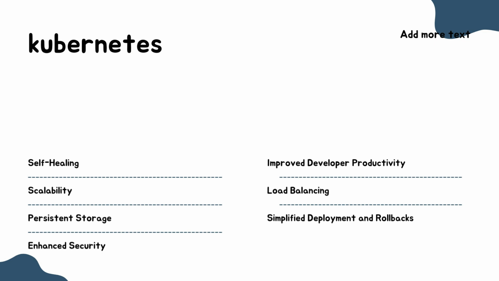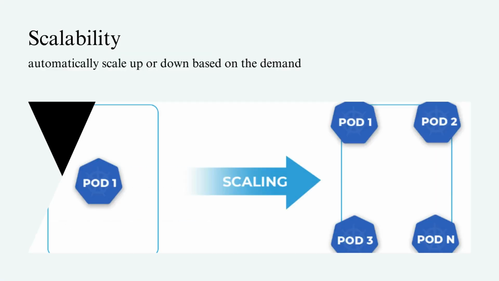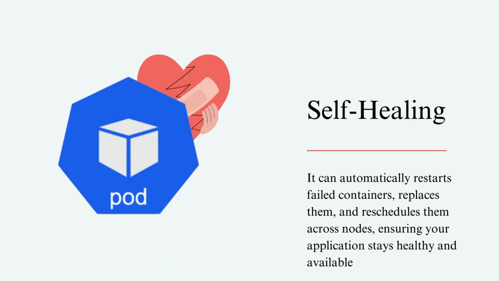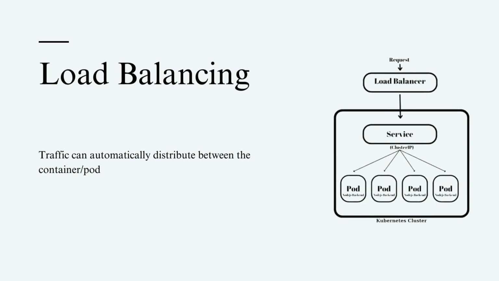Scalability. Kubernetes provides scalability. That means applications can automatically scale up or down based on demand. Self-healing. In any environment or any application, things can go wrong anytime. Same in Kubernetes as well. It can fail, pods might crash. Here Kubernetes has a self-healing capability. It can automatically restart failed containers, replace them, and reschedule them across nodes, ensuring your applications stay healthy and available.